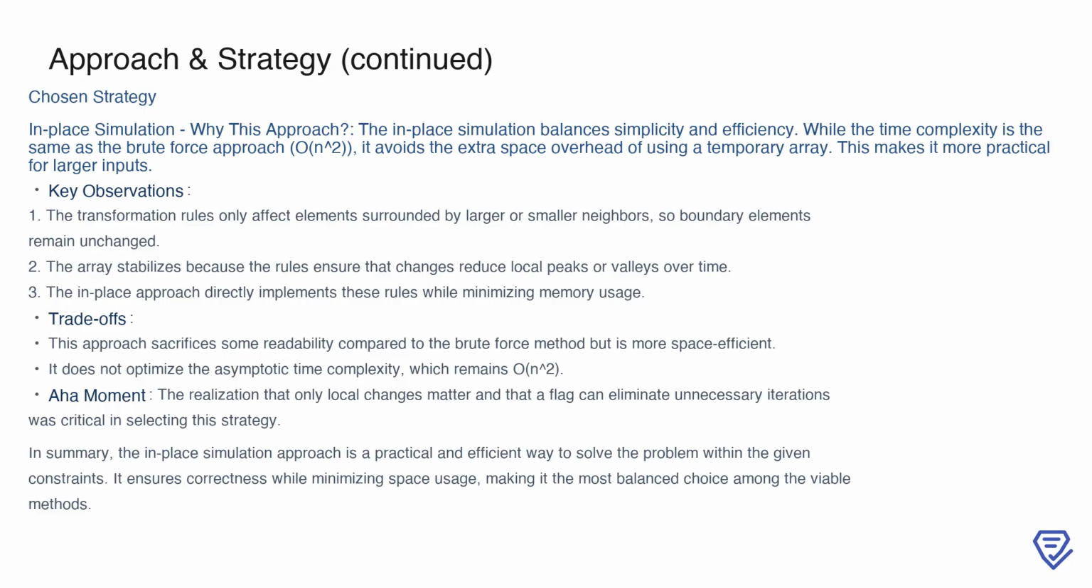There are a few key observations that make this approach effective. First, only the elements surrounded by larger or smaller neighbors are affected by the transformation rules, meaning boundary elements remain unchanged. Second, the transformation rules ensure that the array stabilizes over time by reducing local peaks and valleys. Finally, using a flag to track changes allows us to stop iterating as soon as no further updates are needed, eliminating unnecessary computations. This approach does sacrifice some readability compared to the brute force method, as modifying the array in place can make the logic slightly harder to follow.